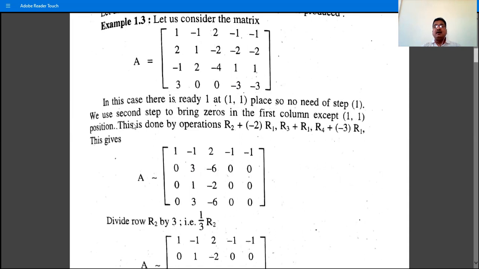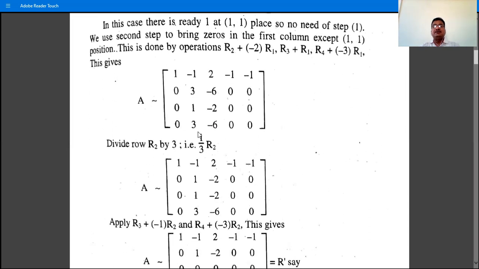Then the third operation, R4 minus 3 R1, that is the change in the fourth row. Multiply the first row by -3 and add in the fourth row. So -3 plus 3 becomes 0. -3 and -1 become +3, and plus 0 is 3. Then -3 into 2 becomes -6. Plus 0 is -6. Then -3 and -1 multiplication, +3 and -3, 0. Again +3 and -3, 0.